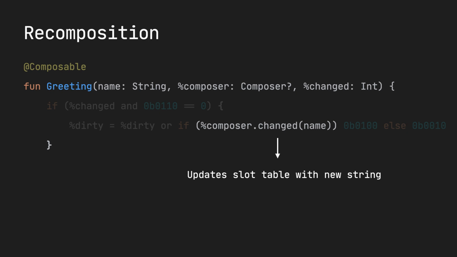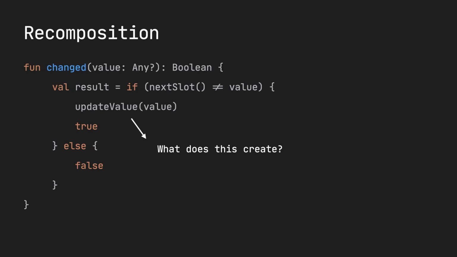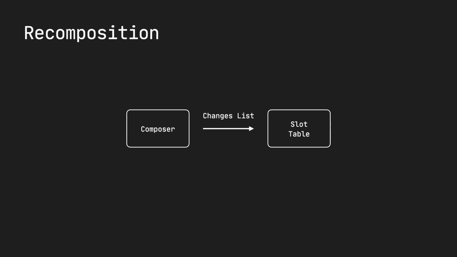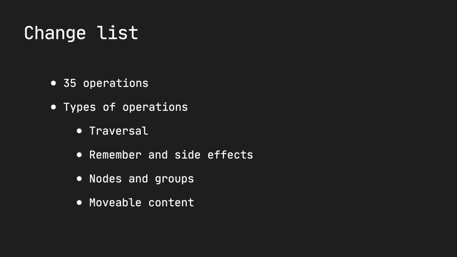So how is that changes list created? Internally, what the changed method does is that it goes in and compares the cached value in the slot table, and it calls this update value method when there is a change. And what this update value method does is that it creates a changes list. A changes list internally is a particular type. It's basically a sealed type, and it has 35 operations.